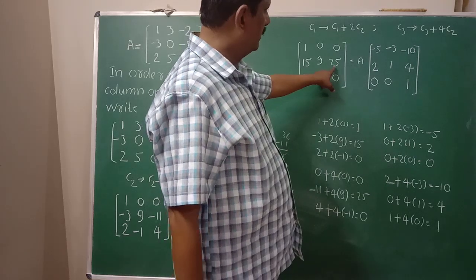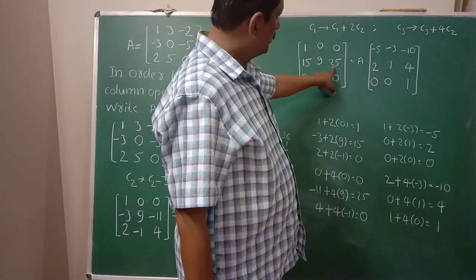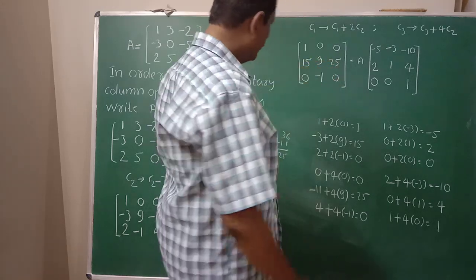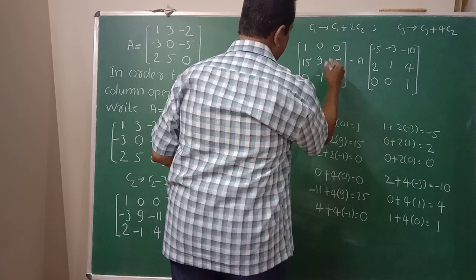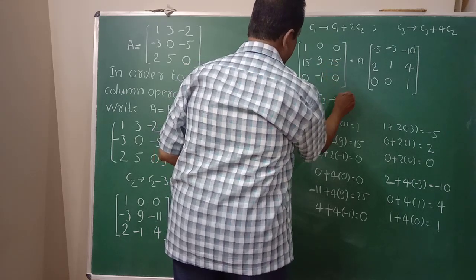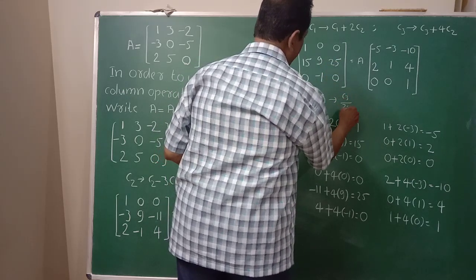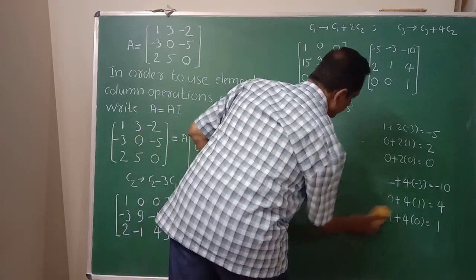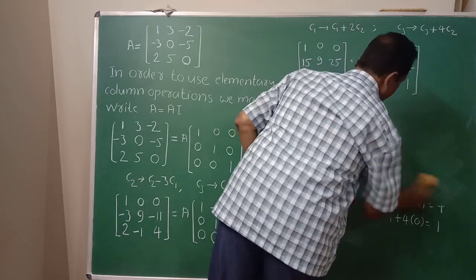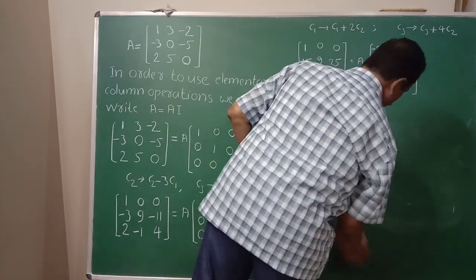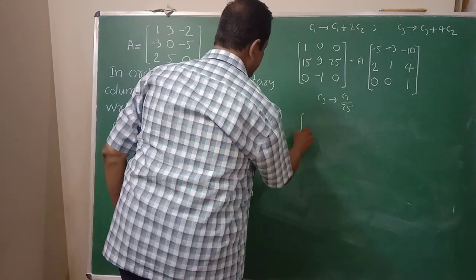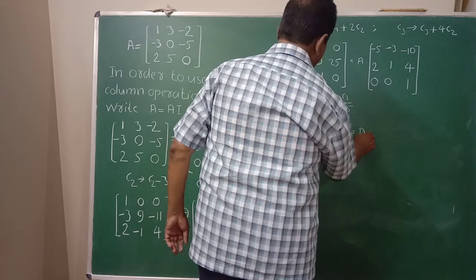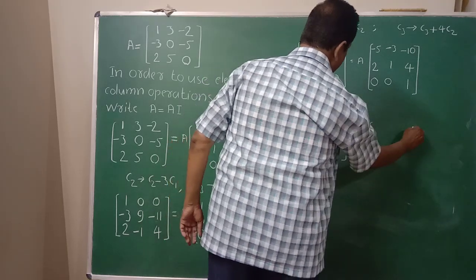So look here, there is a 25. So divide by 25. Then this becomes 1. Therefore, this is the third column here. C3 gives C3 divided by 25, both on the left side as well as the right hand side. Only the third column changes here. First two columns are written as it is, on both the left hand side and the right hand side.